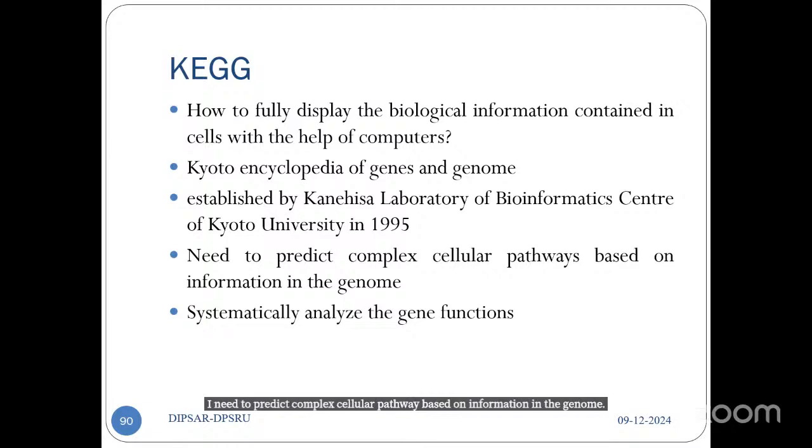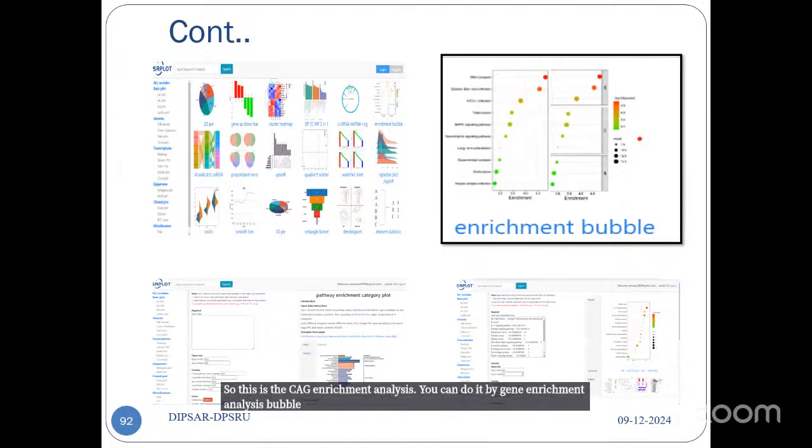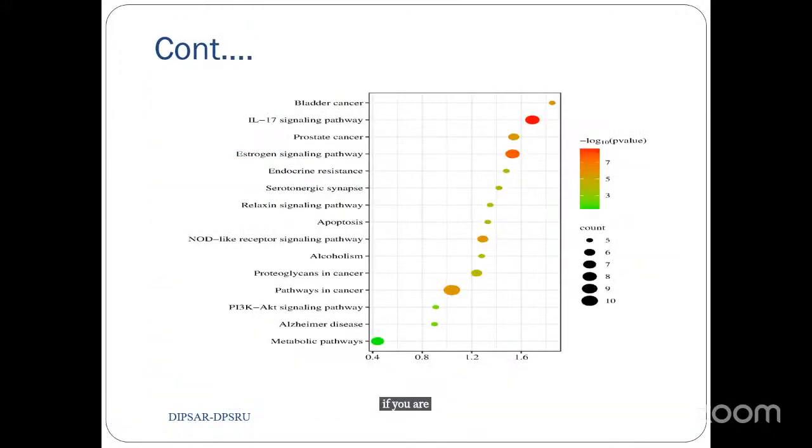So as I said, from KEGG you can identify the possible pathways. So this is KEGG enrichment analysis. You can do it by gene enrichment analysis, bubble plot, enrichment bubble. If you are doing it, you will get the pathways. Because in the earlier steps from Cytoscape, you are just getting the targets, and these targets will make some pathways. So for pathways, you can do the KEGG enrichment analysis.